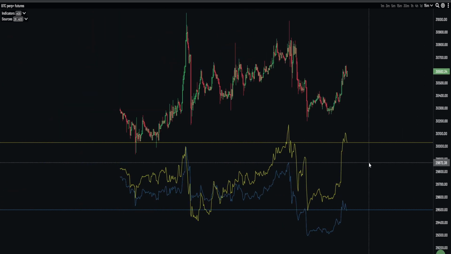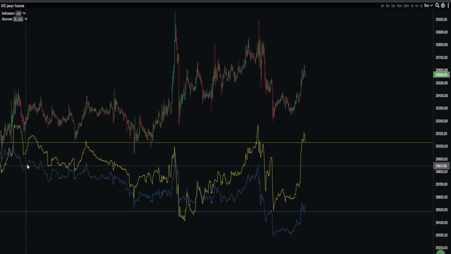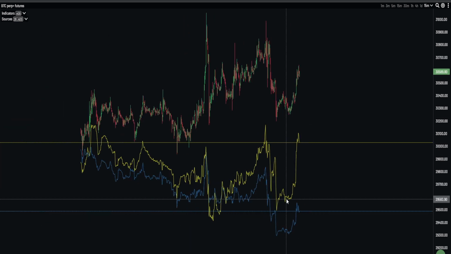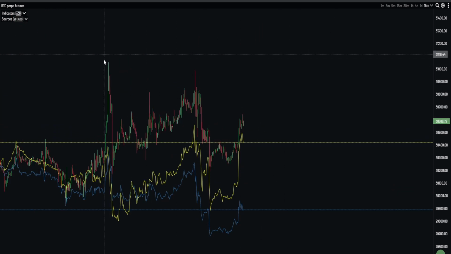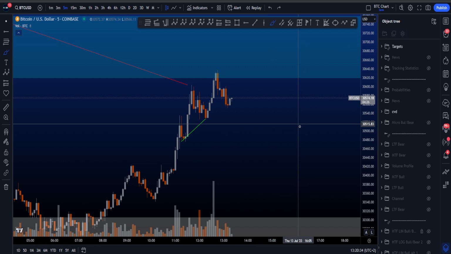However, we also have the bigger bullish one, where we have higher lows on price, but lower lows on the blue line over here, as well as, by the way, on yellow, as you can see. So we also have some bullish CVD divergences, with the target being 31K.